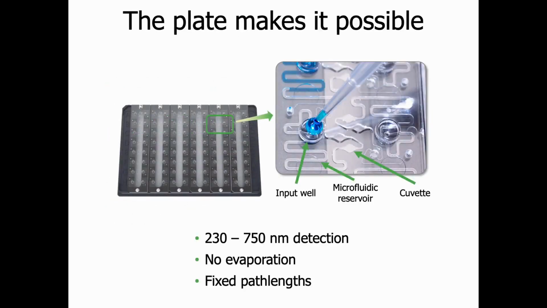The Lunatic plate is what makes this amazing capability possible. It has the same well spacing as a 96 well plate, but instead of just a well, each one is connected to a microfluidic circuit. Each microfluidic circuit has either 1 or 2 fixed path length microcuvettes, which cover a wide dynamic range of 0.03 to 275 OD. These circuits ensure that there's no cross-contamination or evaporation. Fixed path lengths give a high level of precision and accuracy to absorbance measurements, which means you know exactly what you're measuring.